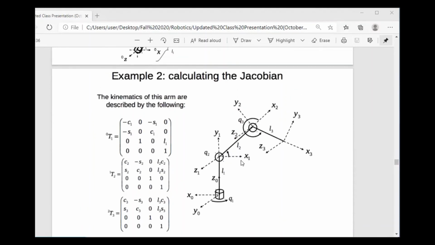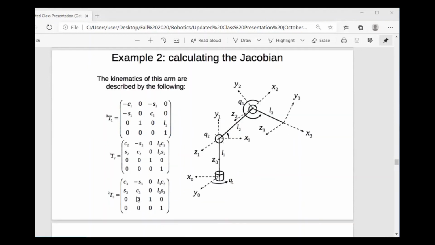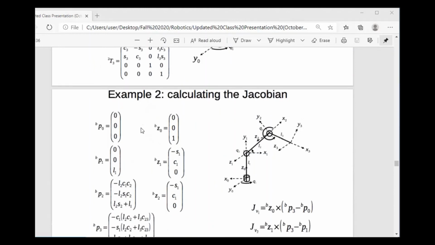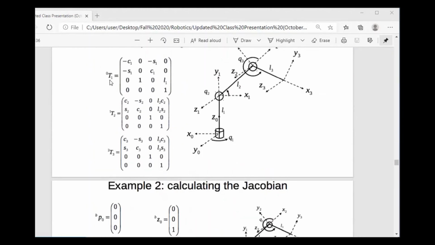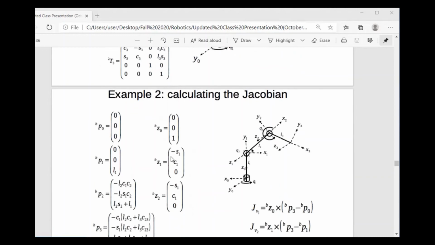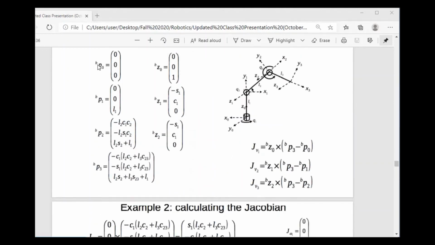So this is another example. We have rotational joints. We can begin by obtaining our homogeneous transformations, T01, T12, T23. We can obtain T01, T02, and then T03. So we are able to obtain the position of the origins of these frames with respect to the base frame. I can write P0 in the base frame, P1 in the base frame, P2 in the base frame, P3 in the base frame.